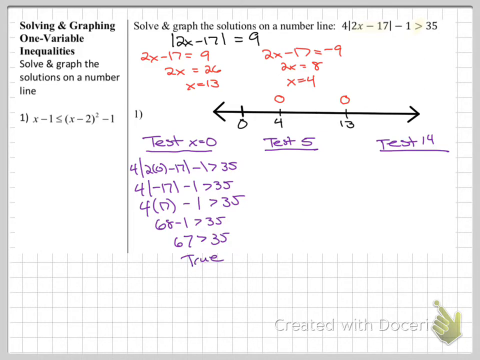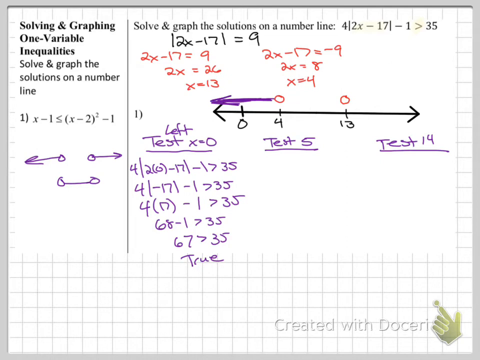That's true, since left, right? This was to the left. 0's to the left of my first boundary point. Since the left is true, I draw an arrow going to the left, or shading with an arrow going to the left. Here's the thing. In this class, it will always either go out, or it'll go in. That's the only thing that can ever happen.